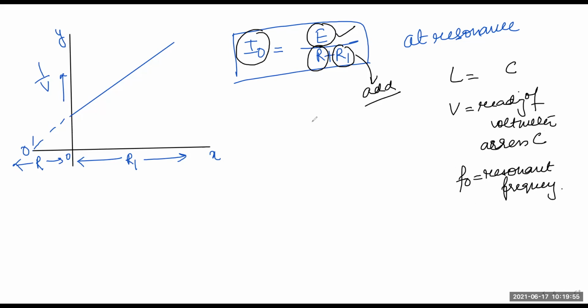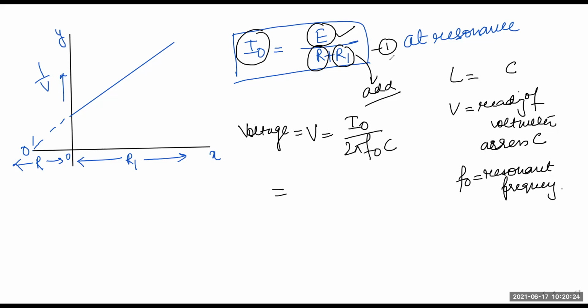Now here in this particular case, resonant frequency, you know. So at resonance, I told you this formula. Let us take it as equation 1. Now what is the voltage equation we will get from here? Voltage equation: V equals I0 by 2 pi F0C. F0 is the resonant frequency.